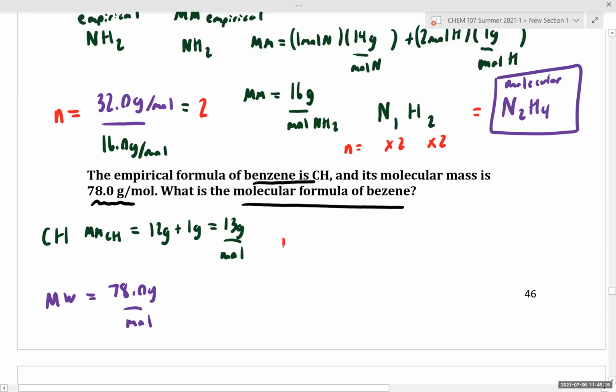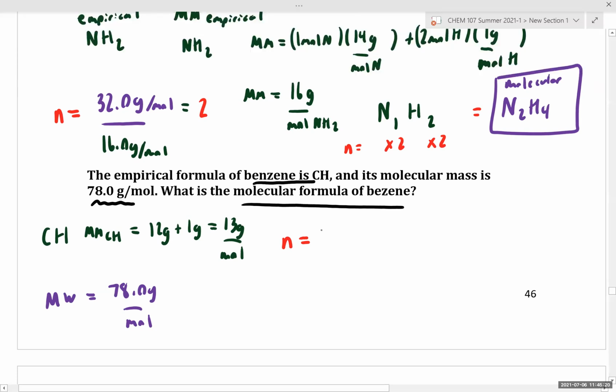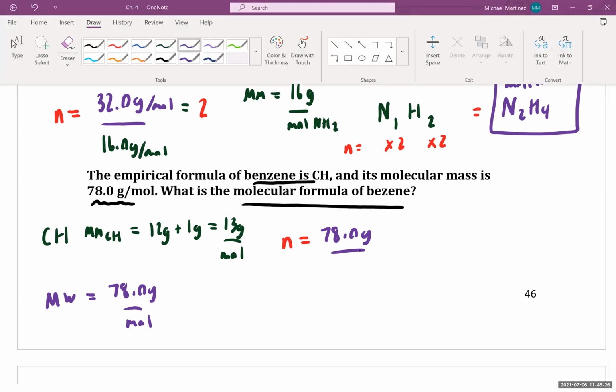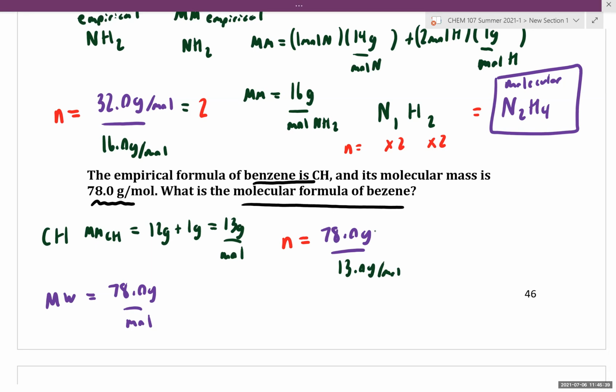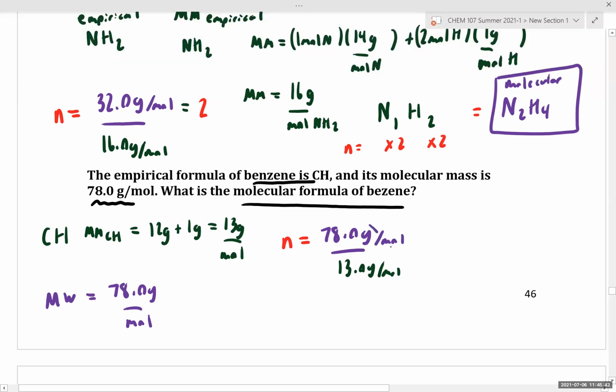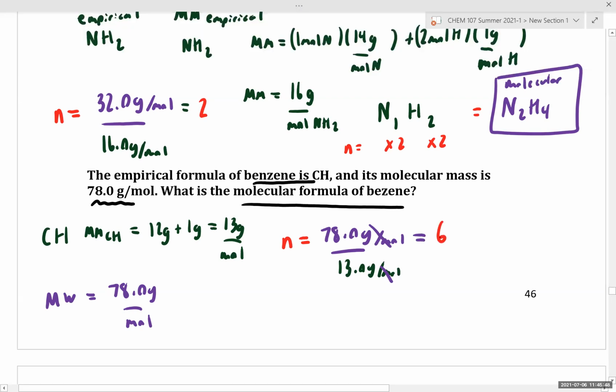Great. As we see in the chat, one student calculated our number of empirical formula units to be 6. We obtain the number of empirical formula units by taking our molecular weight and dividing by the molar mass of our empirical formula unit, which is 13 grams per mole. Units of grams per mole cancel, and we're left with an n value of 6. That tells us we have 6 of our empirical formula units.